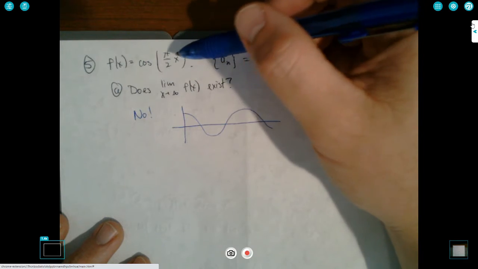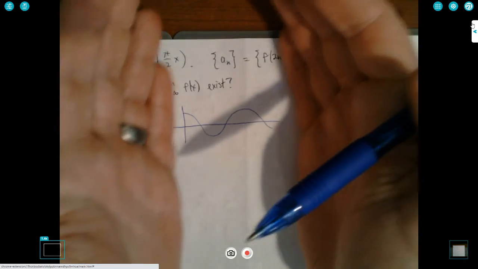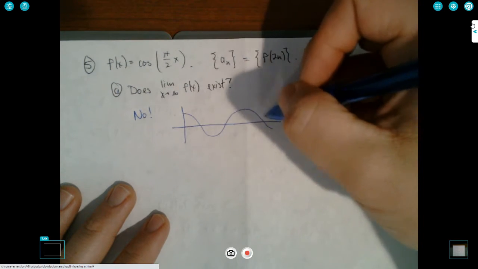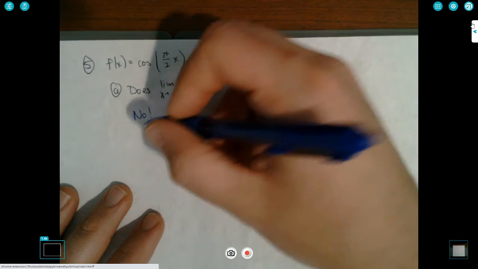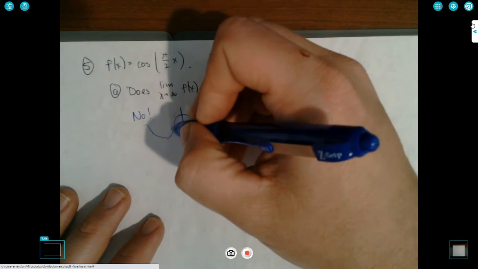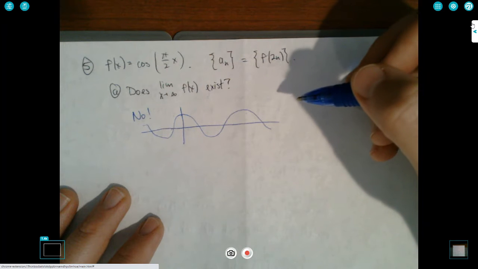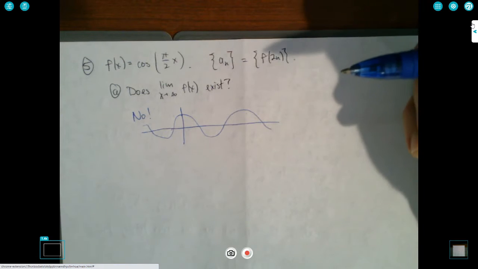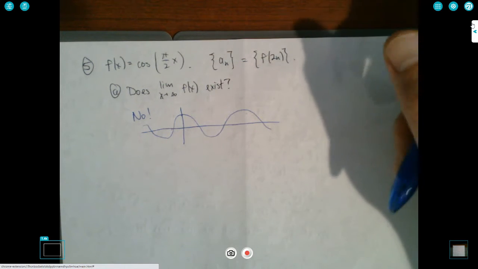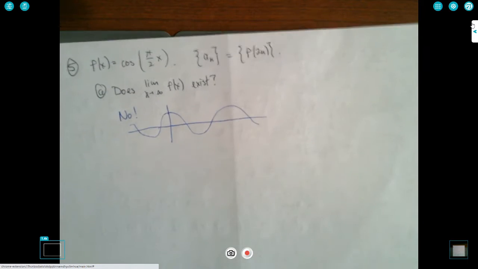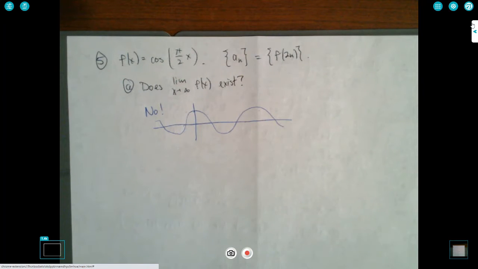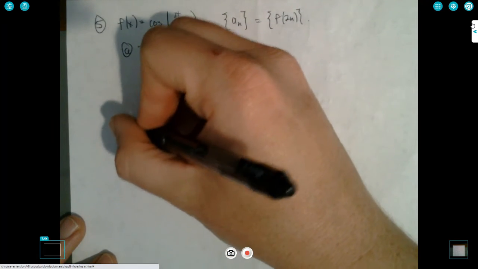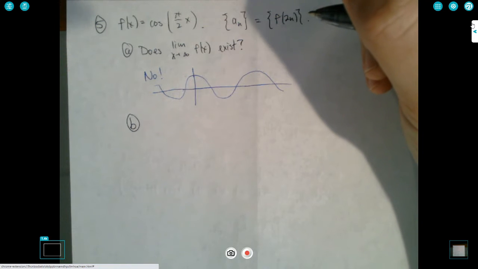Cosine of pi over 2x would just look the same way, but compressed. So it's still going to do this kind of wavy thing, and it does the same thing in the other direction. So no, it alternates between -1 and +1, right? So the limit as x approaches infinity of f of x does not exist. Well, that's going to be important. You'll see why as we answer the next couple parts.